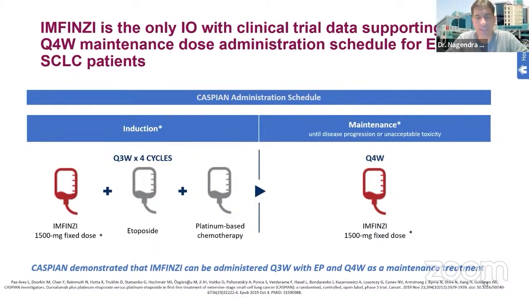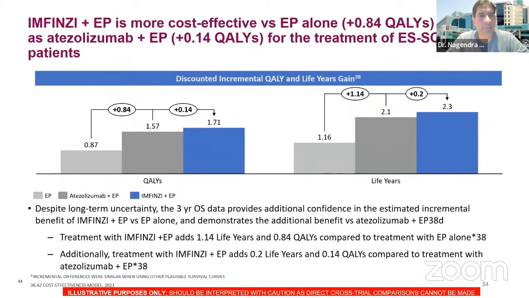And those patients who have a responsive disease and have not progressed after 4 cycles were started on maintenance, continued at the fixed dose of 1,500 milligram Q4 weekly until disease progression or unacceptable toxicity. The CASPIAN trial demonstrated that Imfinzi can be administered Q3 weekly with EP and Q4 weekly as maintenance alone.